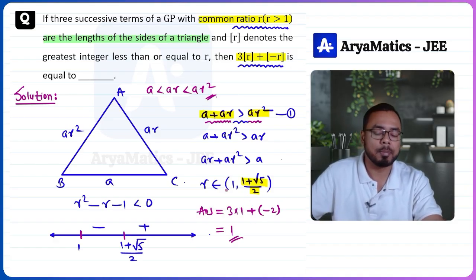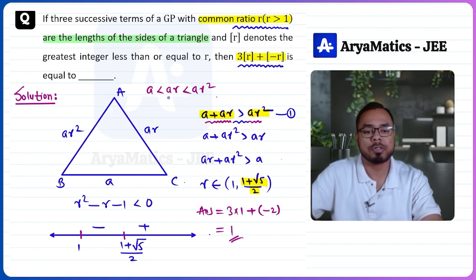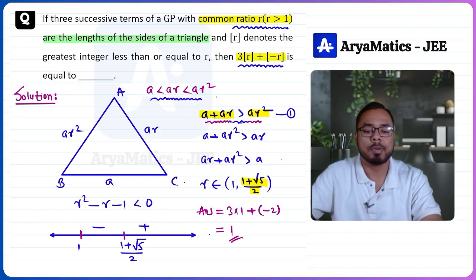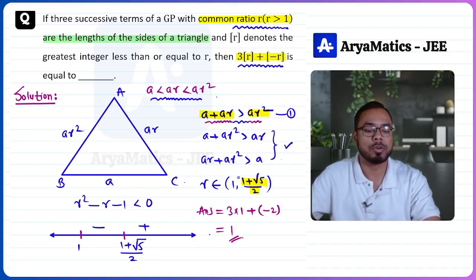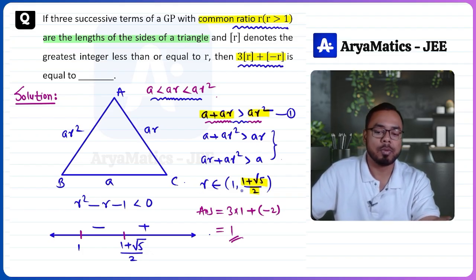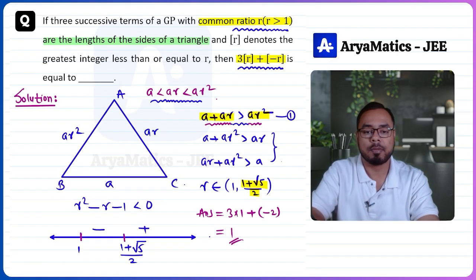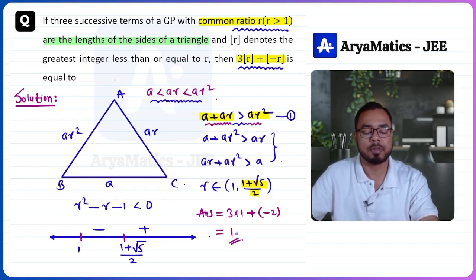Right, so in this problem, the important takeaway was that because the common ratio is greater than 1, A is the smallest side, then AR and then AR square. And once I solve the first inequality, the other two inequalities are always true, right? So from there we got the range for R from 1 to (1 plus root 5) by 2. And hence, when you calculate the value of this expression, you will get 3 minus 2, that is 1. And that will be the correct answer for this problem.